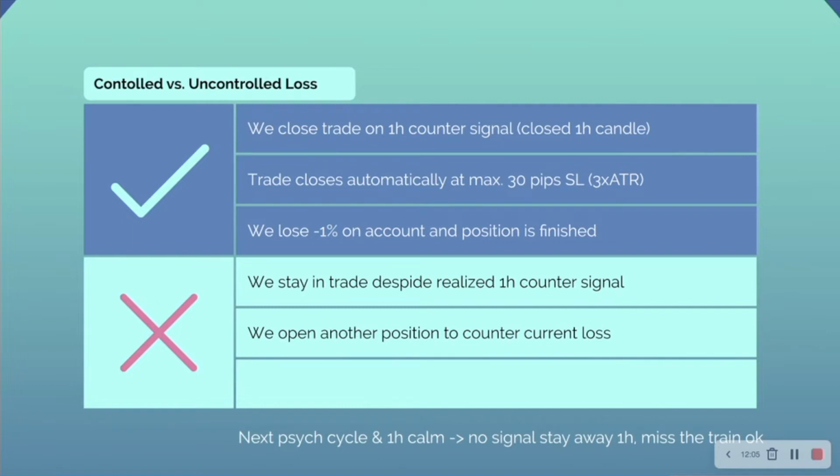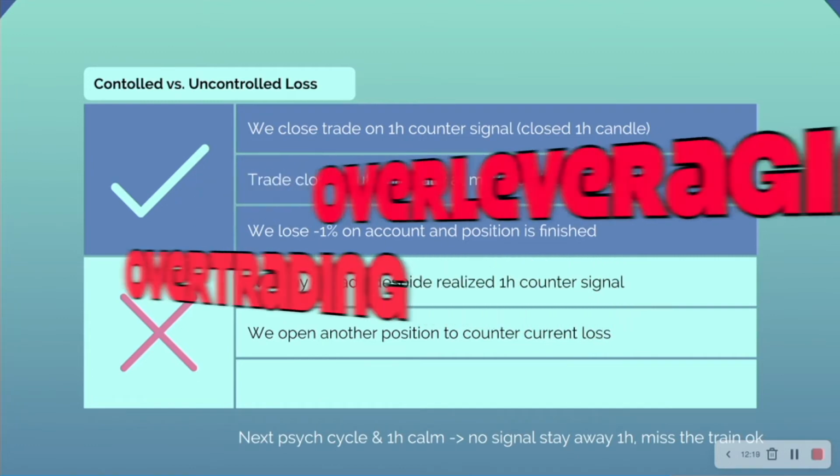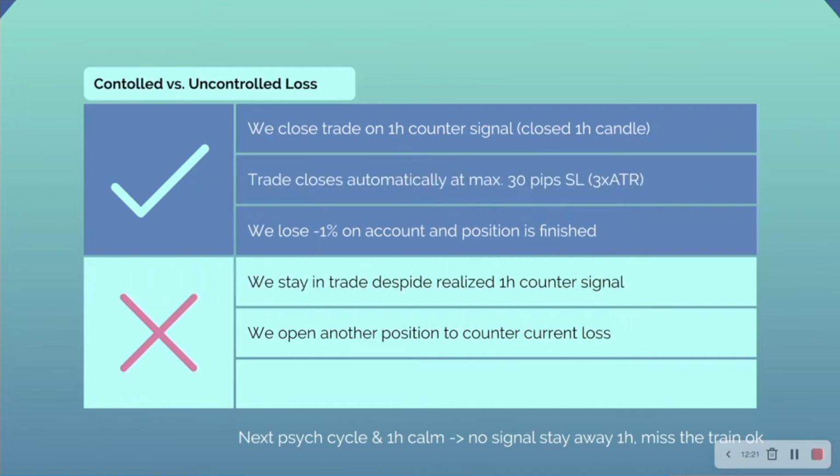We open another position to counter current loss. This is terrible. Never do it. Never, ever, ever do it. There's only 2 ways how you will lose money as a trader. One thing is over leveraging, and the other thing is over trading. This is why I never open another position when I'm in loss. And this is why I don't trade more than 2 or 3 trades per day.